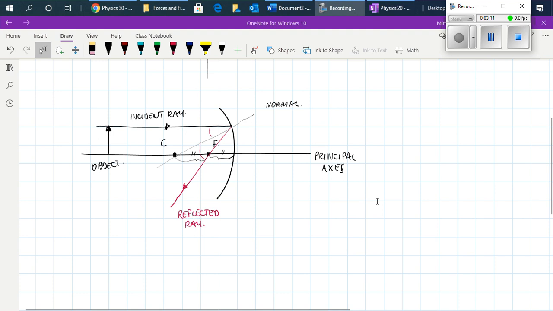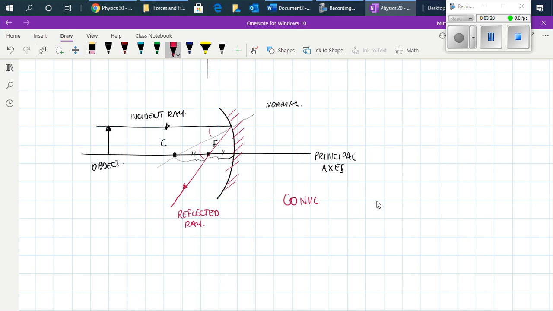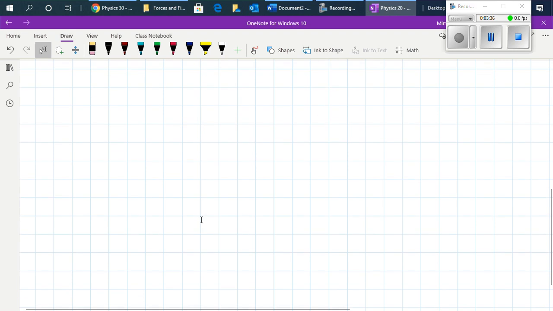So what you see here is a converging mirror. There are two terms for it: converging or concave. Both of them are used in everyday life. And the diverging mirror will look something like this.